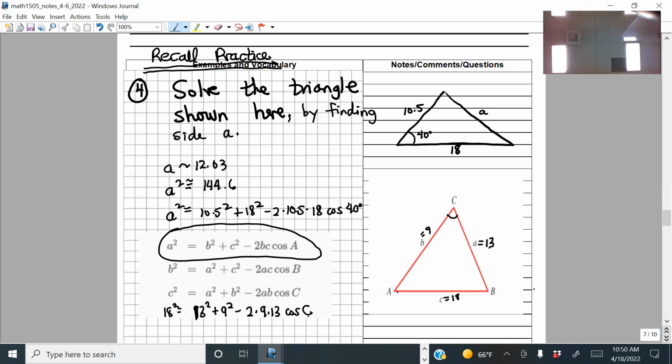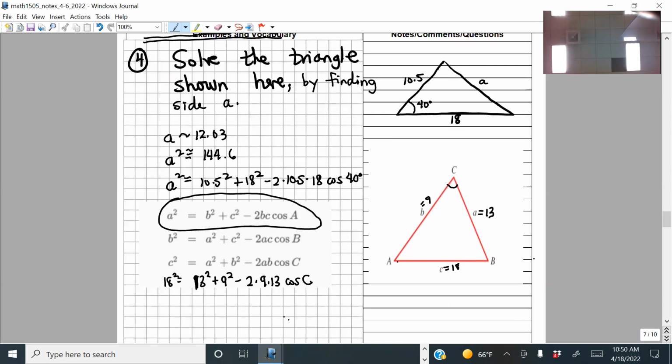And now this equation, you want to solve it for cosine of angle C, right? So what's 18 squared? 324 is equal to 13 squared, which is 169, is that right? Plus 81, 9 squared, minus 2 times 9 times 13. So that looks like, what's 18 times 13? Is that 234? Yeah. Times the cosine of the angle C. So we have 324 is equal to 169 plus 81, which is what, 250? Don't let me mess up this arithmetic, right? Minus 234 times the cosine of the angle C.